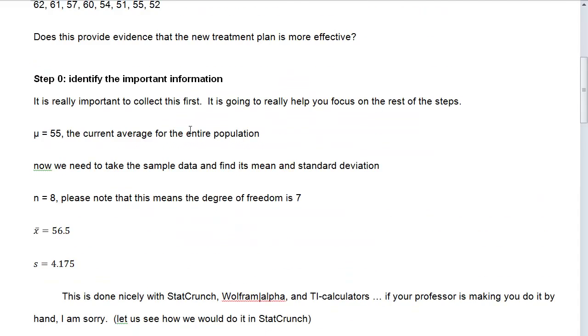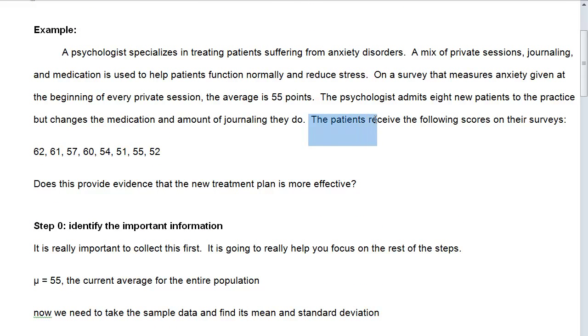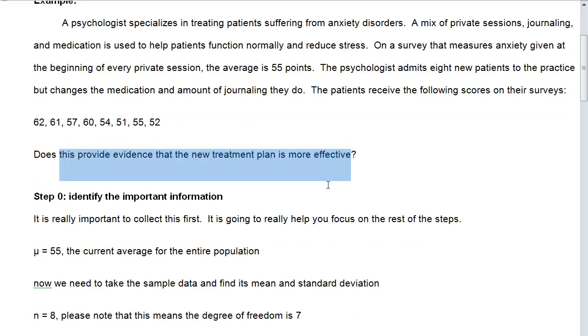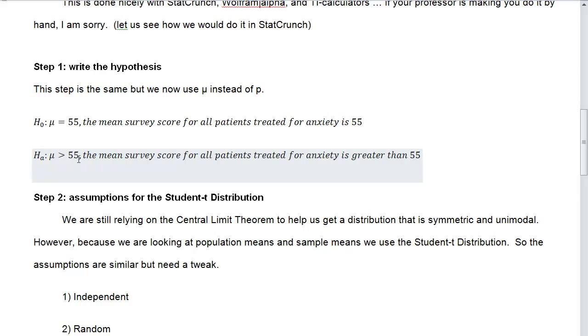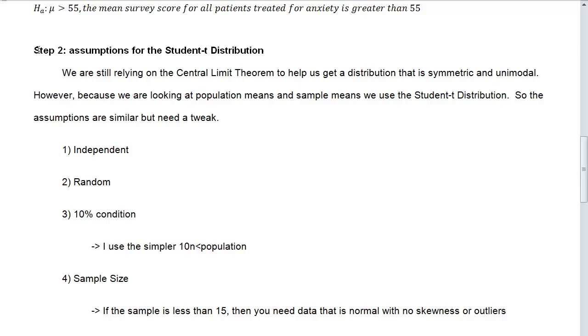And you can see that in, do the patients receive the following scores? Does this provide evidence that it's more effective? All right, and so that's why we're using the greater than sign there. And so, of course, the mean survey score for all patients treated for anxiety is greater than 55. Okay, and so that's literally just a word meaning of these symbols right here. All right, now here is step number 2, assumptions for the student T distribution.